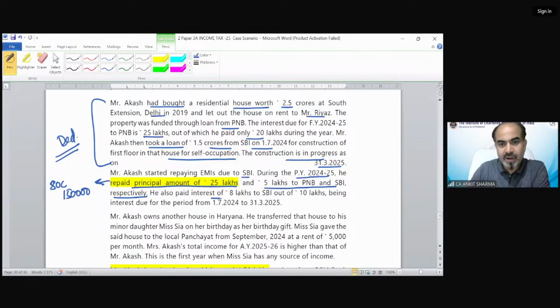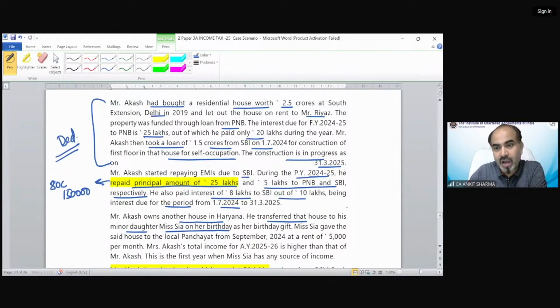The interest paid of 8 lakh to SBI, out of the 10 lakh interest due for the period, would be part of income from house property. Now Mr. Akash owns another house in Haryana. He transferred that house to his minor daughter, Miss Sia, on her birthday. Remember, she's not married. She's just a minor daughter.